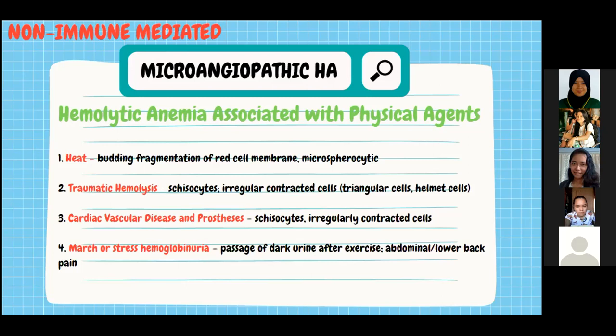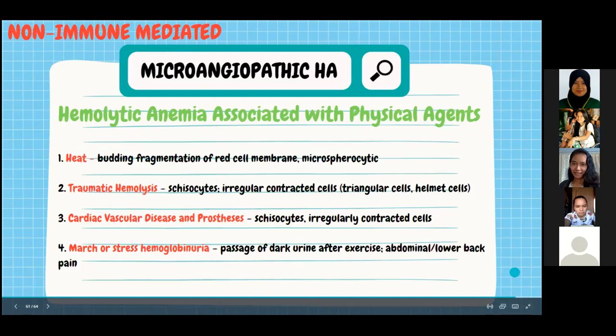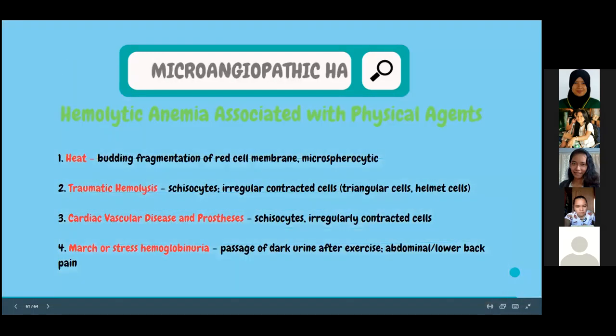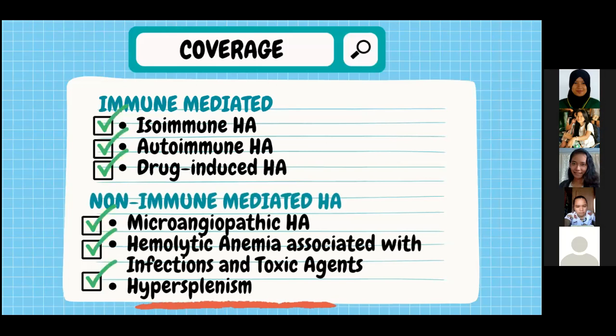The cardiac vascular disease and prosthesis show schizocytes, irregularly contracted cells. And the last one is stress hemoglobinuria, which is the passage of dark urine after exercise, with abdominal and lower back pain. And the last one, next slide please, is hypersplenism, which is under the non-immune mediated. Next slide.